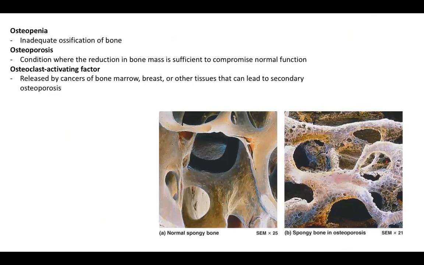And last but not least, a couple of terms: osteopenia, inadequate ossification of bone. And then osteoporosis is where there's a reduced bone mass, so that there's compromise of normal function. So we see the picture here of normal bone, and then you see this osteoporosis where there's a bunch of holes and the density is just way down. So fracture can occur more easily, things like that. So normal function can't occur. You can't hold your body weight up, basically.